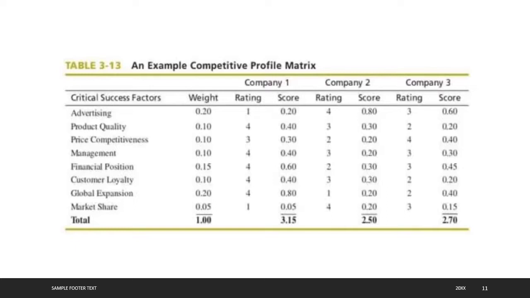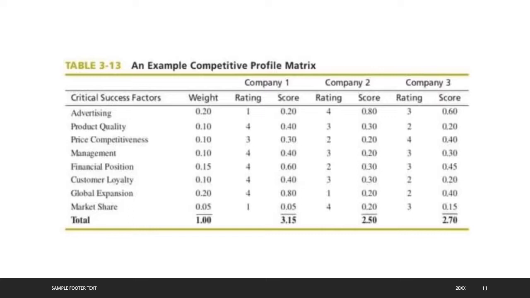This is an example of a competitive profile matrix. In this table, the two most important factors to being successful in the industry are advertising and global expansion, as indicated by weights of 0.20. If there were no weight column in this analysis, note that each factor would be equally important. Thus, having a weight column makes for a more robust analysis because it enables the analyst to assign higher and lower numbers to capture perceived or actual levels of importance.